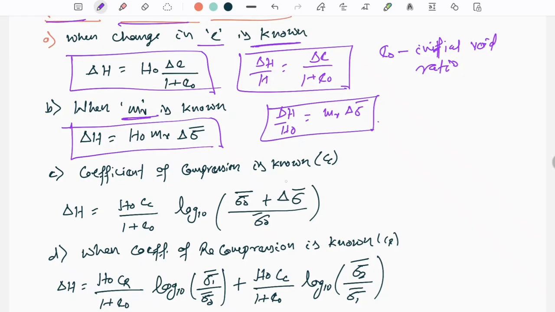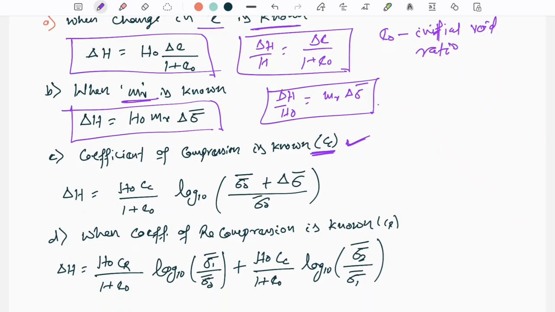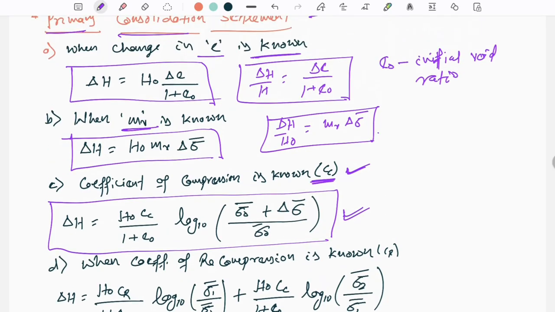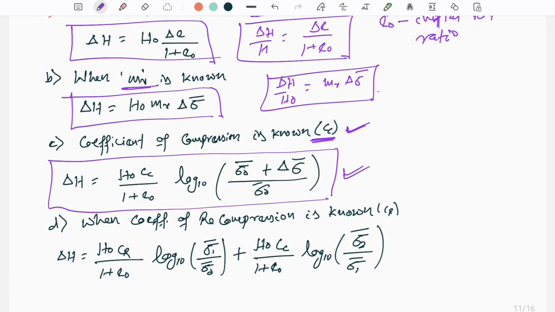Then the coefficient of compression is known. When the coefficient of compression, that is Cc, is known, we will see the expression for how Cc is determined. So when Cc is given, at that time delta H is equal to H naught, that is the initial height of the soil, into Cc divided by 1 plus E naught, log base 10 of (sigma naught bar plus del sigma bar) divided by sigma naught bar. So this expression is used for the consolidation settlement when Cc is given.